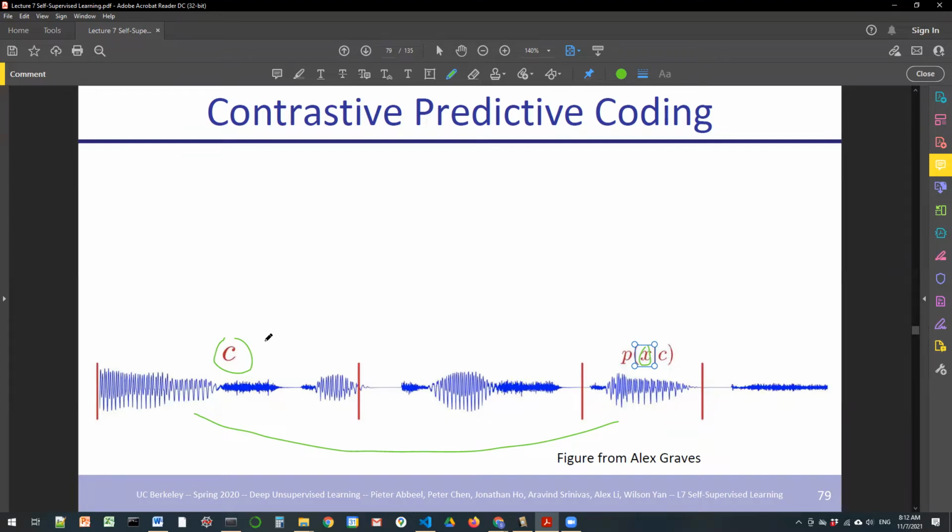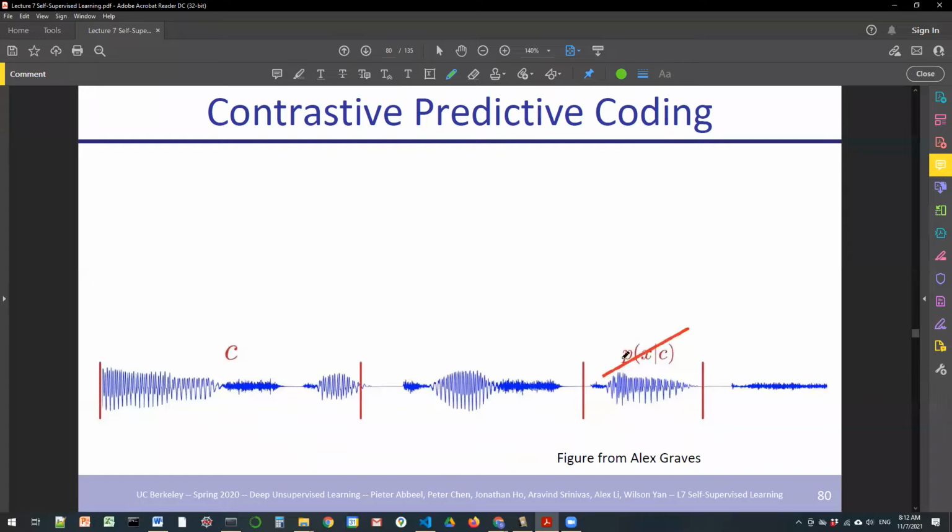And we have looked at in one of our previous lectures, very quickly, the concept of mutual information. So you can think of contrastive predictive coding as trying to maximize the mutual information between the context and the target.